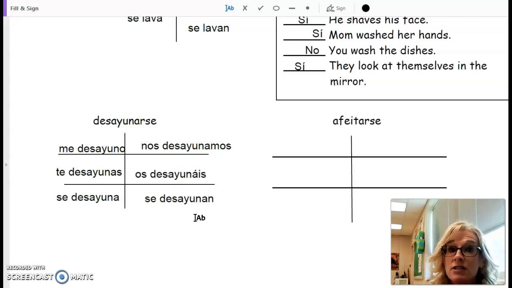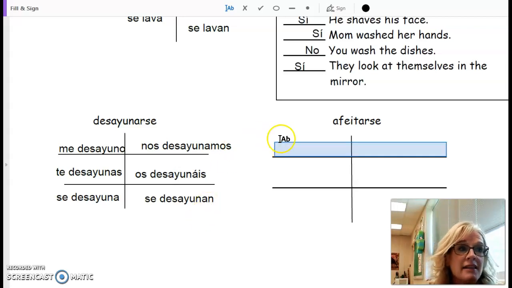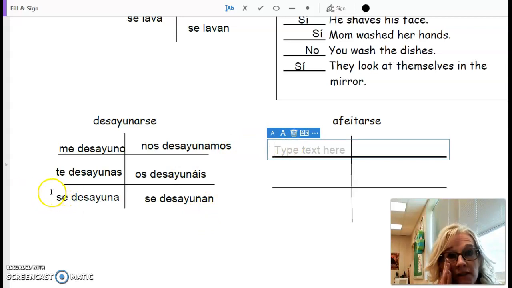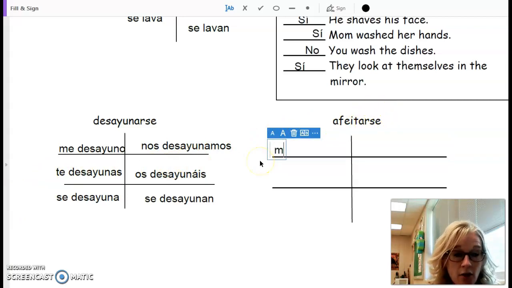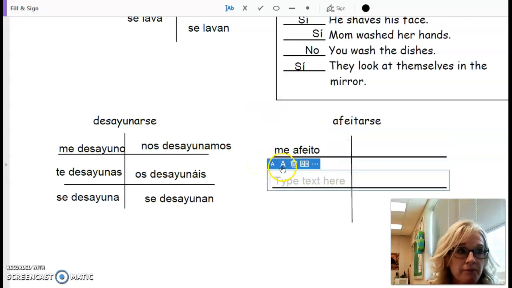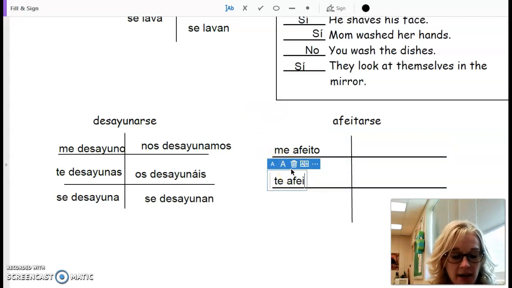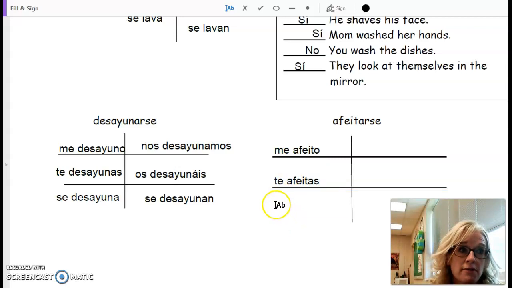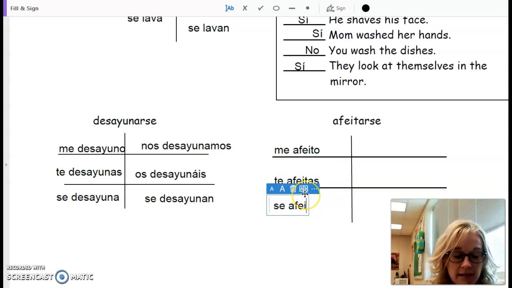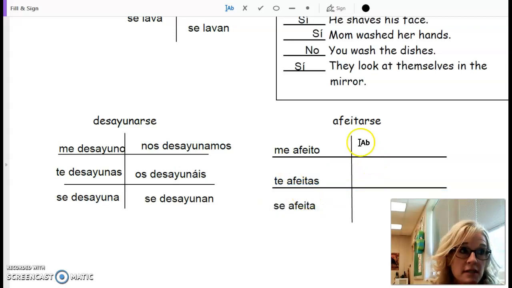Let's try afeitarse, to shave yourself. Ladies, shaving your legs, your underarms. Guys, shaving your face, okay? Unless you're at a barber shop and a barber's giving you a shave, you're probably doing this to yourself. So same thing. I see that reflexive pronoun of se. Go ahead and add it to the beginning. Me afeito. I shave myself. Te afeitas. You shave yourself. Él or ella se afeita. He or she shaves him or herself.